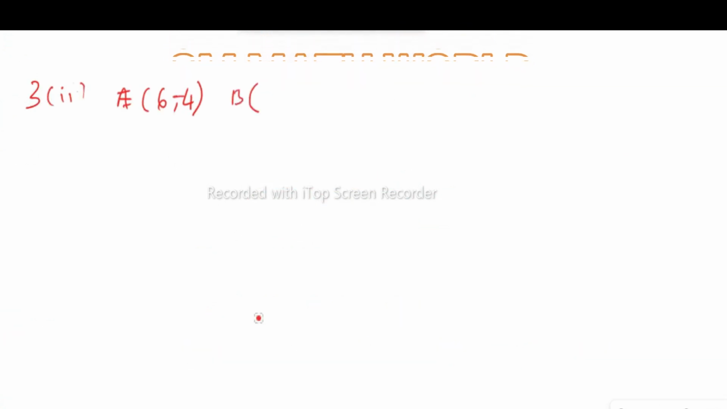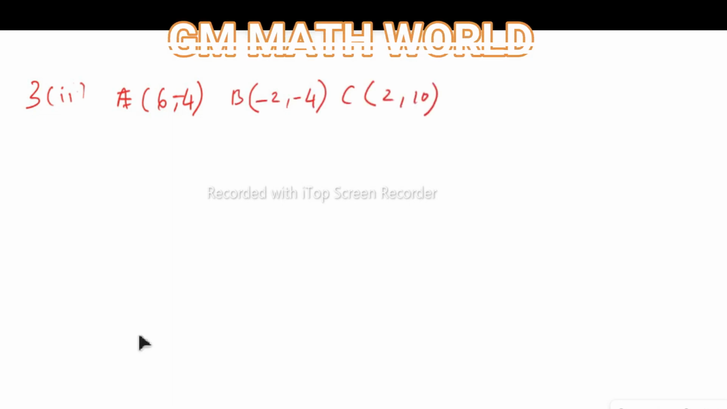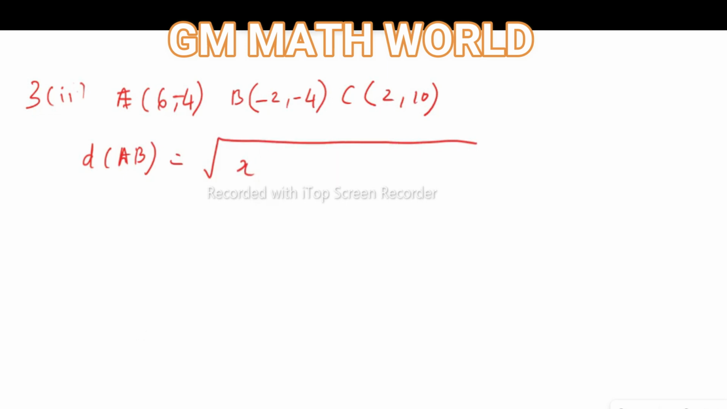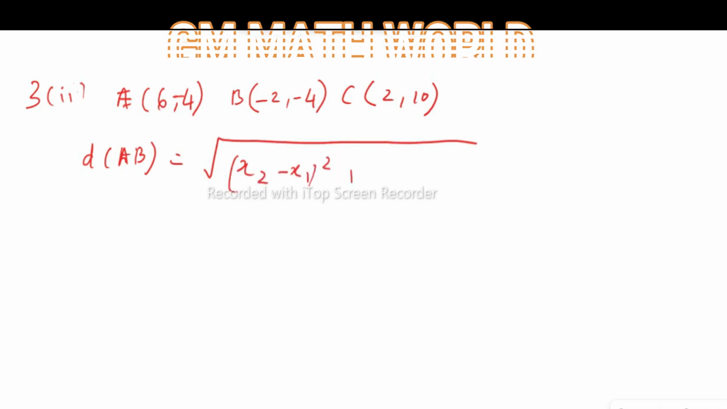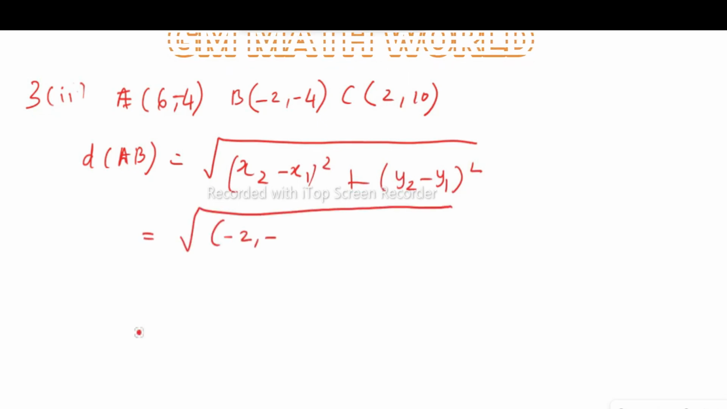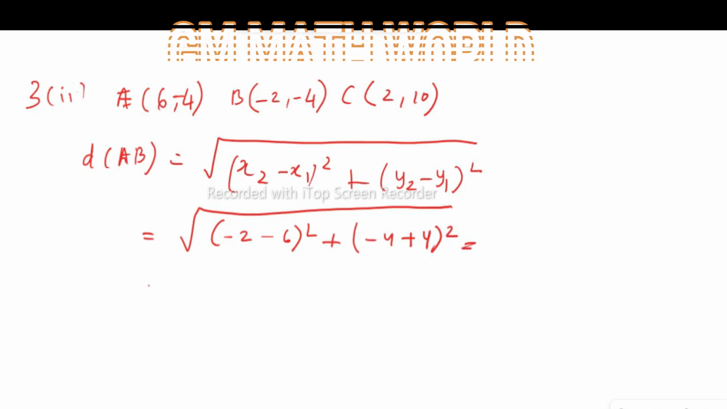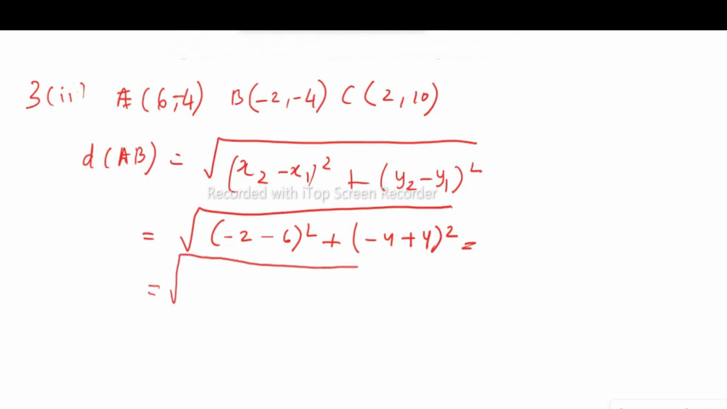The second problem: the coordinates of A are 6 comma minus 4, B is minus 2 comma minus 4 and C is 2 comma 10. So the distance AB is given by the formula square root of (x2 minus x1) squared plus (y2 minus y1) squared, which is the square root of (minus 2 minus 6) squared plus (minus 4 plus 4) squared, which is the square root of 8 squared plus 0 squared, which is the square root of 64. The square root of 64 is 8.